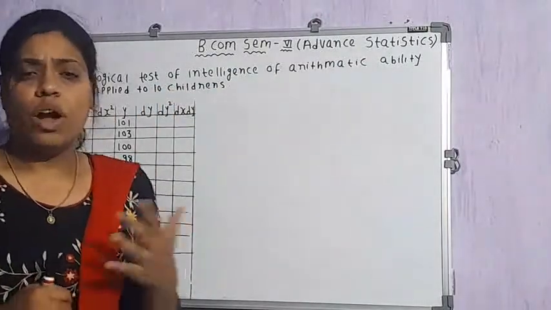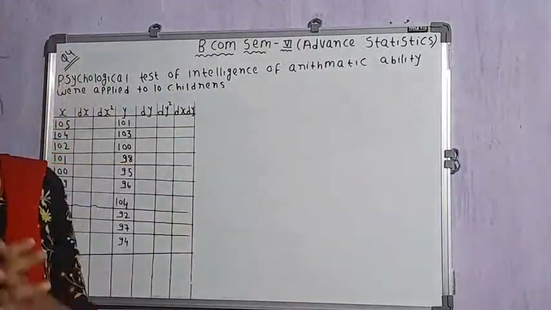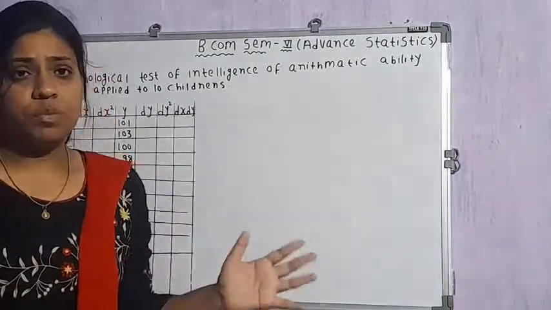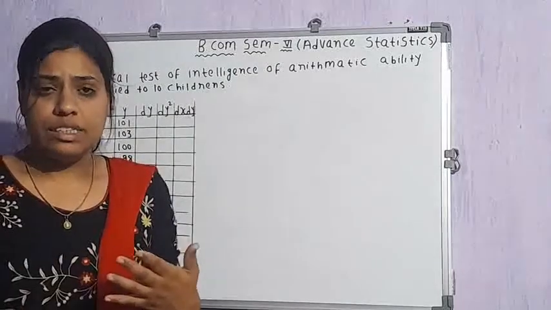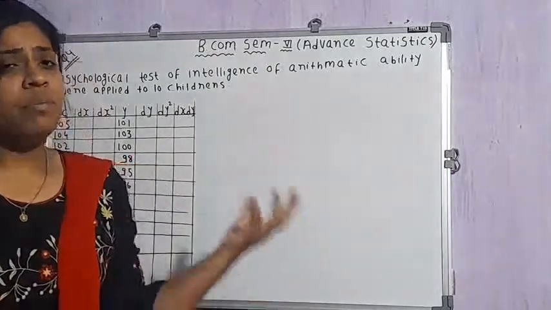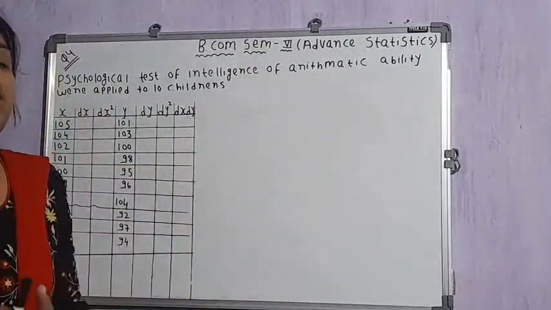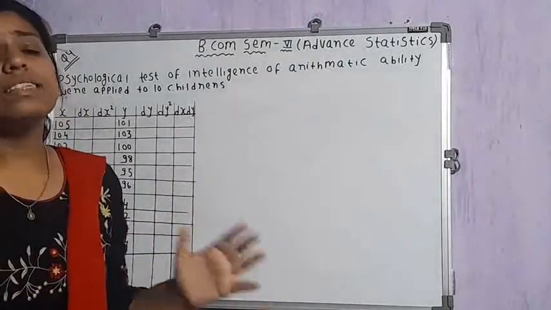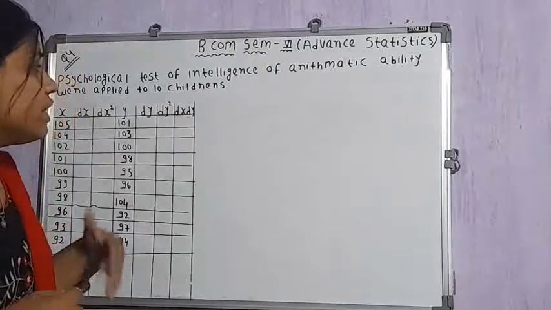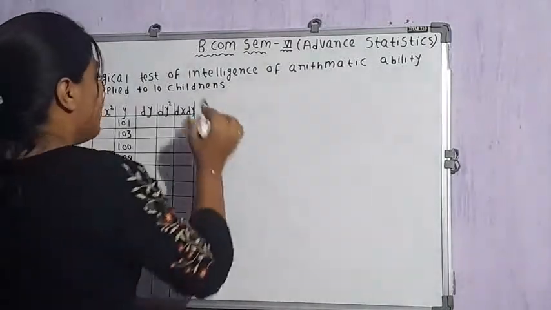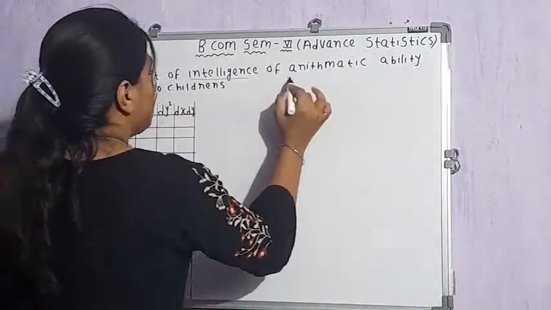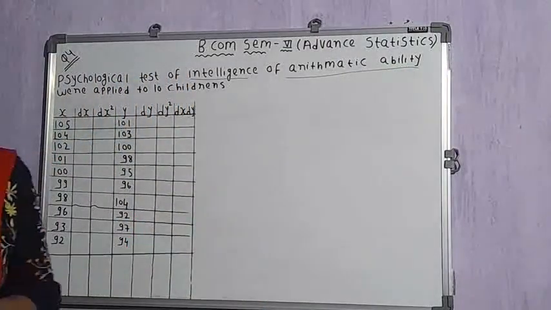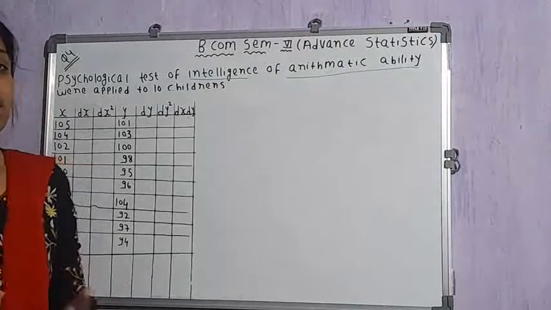Like 1, 2, 3, 4, 5, 6, 7, 8, 9, 10, or it can be represented by A, B, C, D, E, F, such alphabets. 10 children can be represented by either alphabets or numbers or by names as well. And then you would be given the data that needs to be compared. What needs to be compared over here? Intelligence ratio and the arithmetic ability. These two things we have to take into consideration for calculating the correlation.